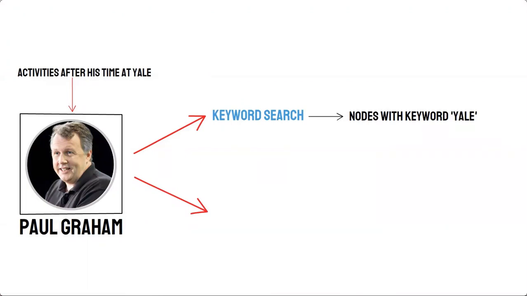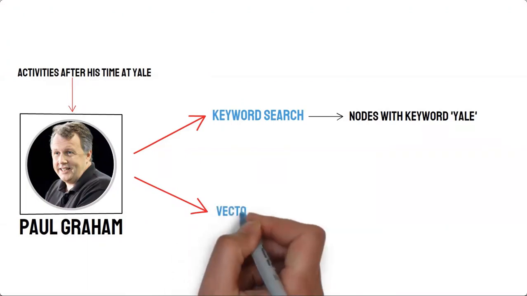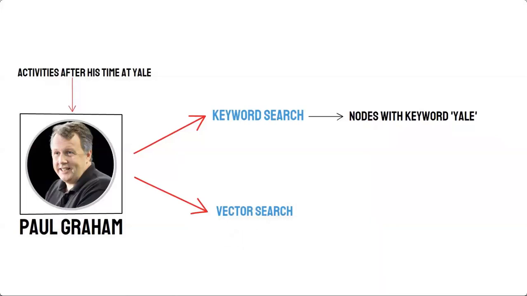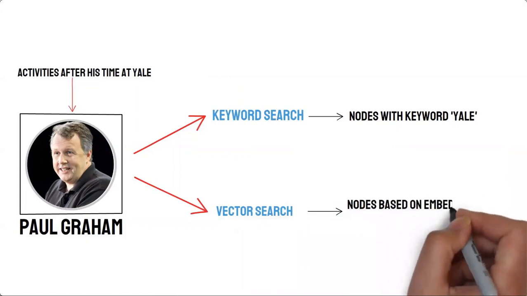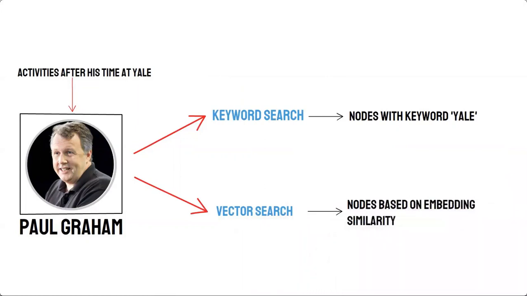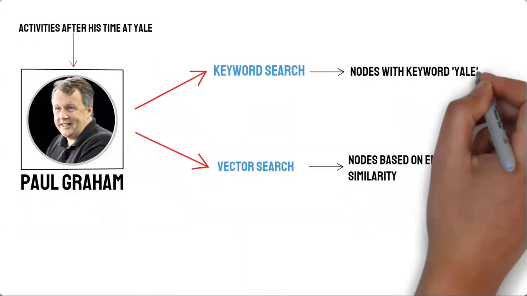In contrast, a vector search understands the context or meaning of your query. It can provide relevant results even without a direct mention of Yale. It achieves this by utilizing embeddings to match the context of your search with similar context in the available data. This way, it may furnish a meaningful response regardless of whether the keyword Yale is present in the text.